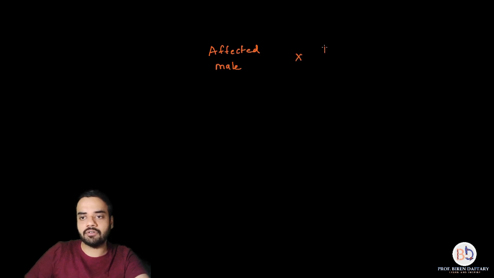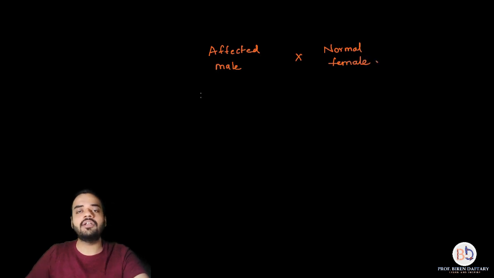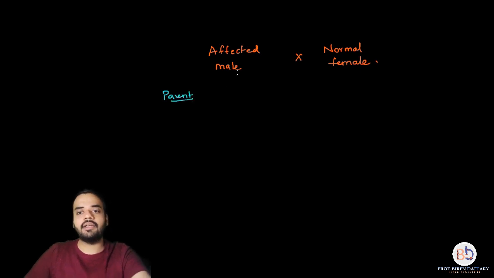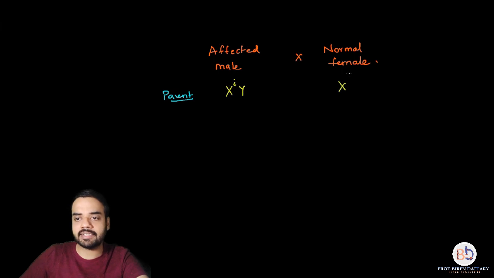The cross will be an affected male suffering from color blindness is crossed with a normal female. So let us write the cross down over here. Affected male is crossed with a normal female. Alright. So we have to write down the genotype of the parents, right? Affected male can be written as X small c Y, and the normal female will be written as X capital C X capital C, right?